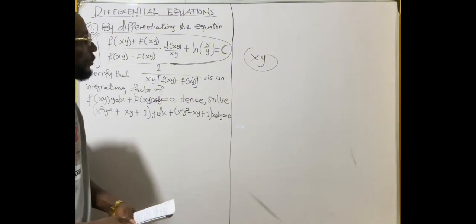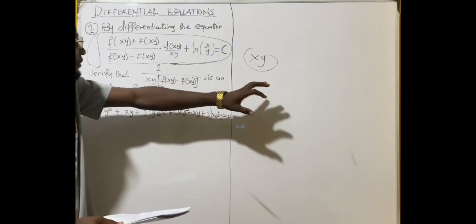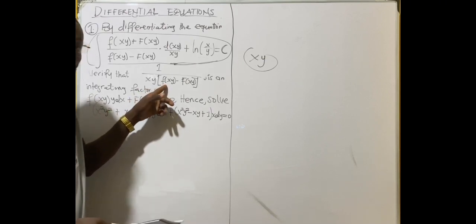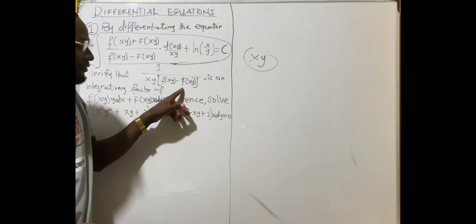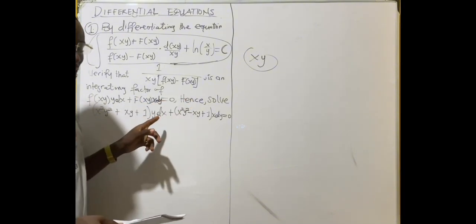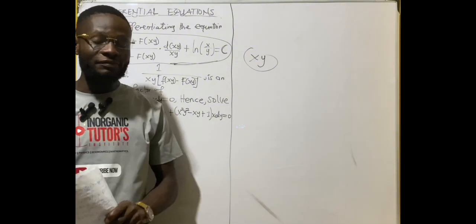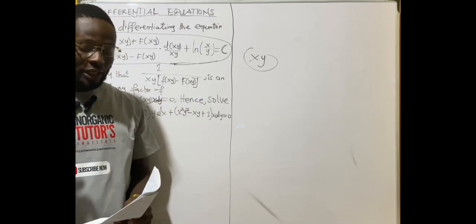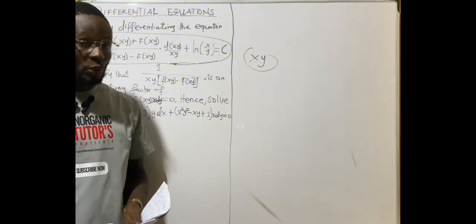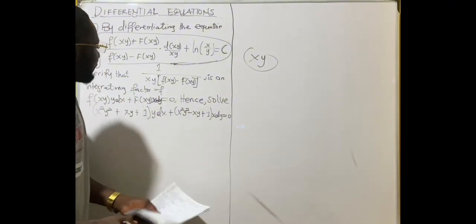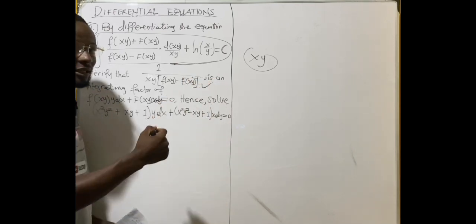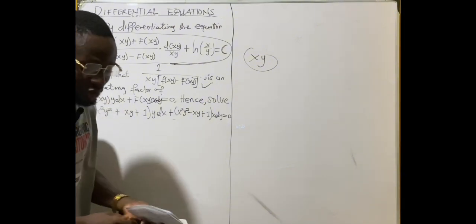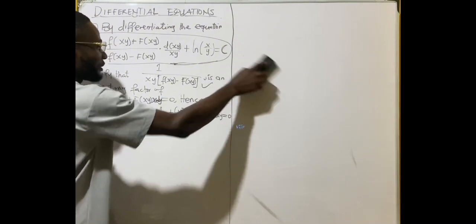First of all, we want to verify that 1 over xy, multiplied by small f of xy minus big F of xy, is an integrating factor. If this is an integrating factor, then we can use it to solve the equation. So we have to check that. Let's begin with the verification.